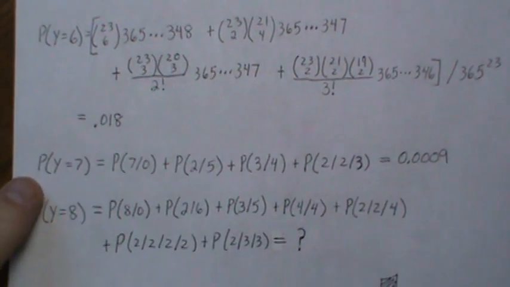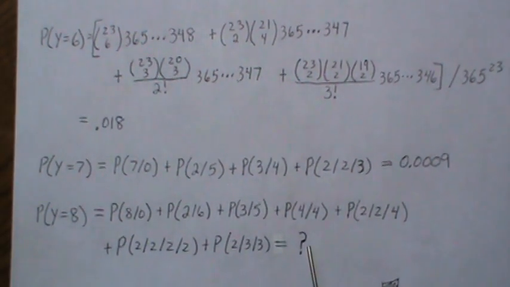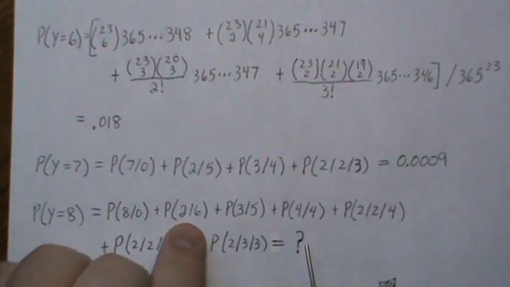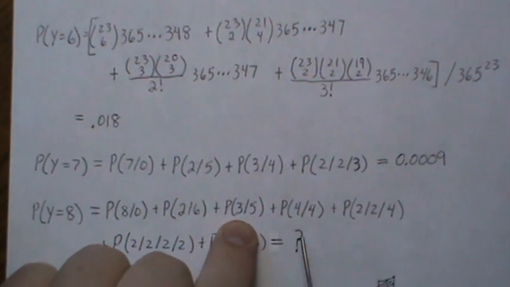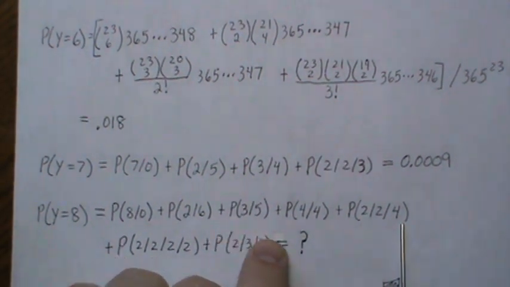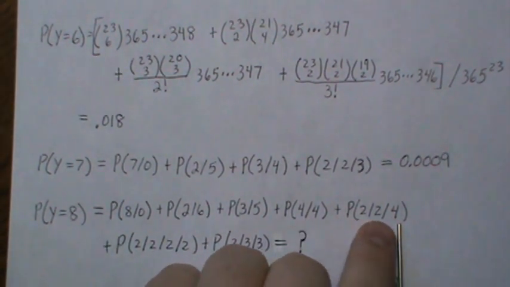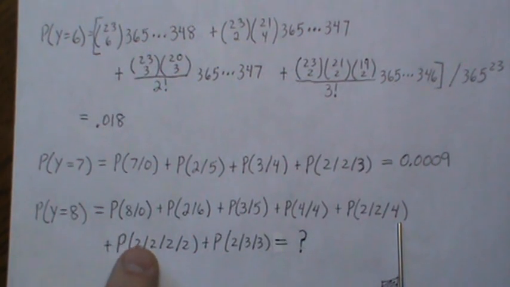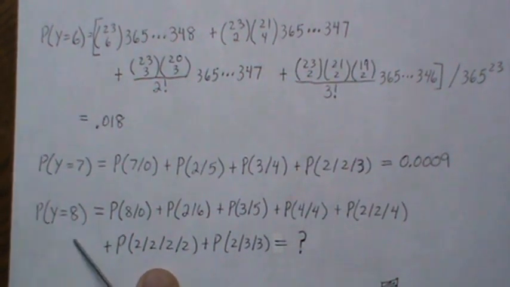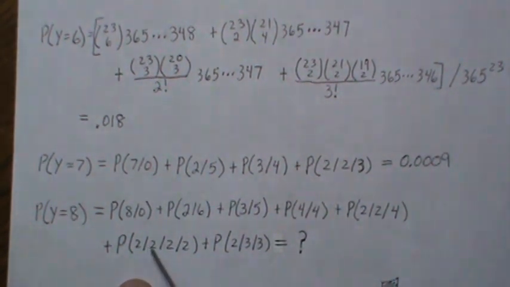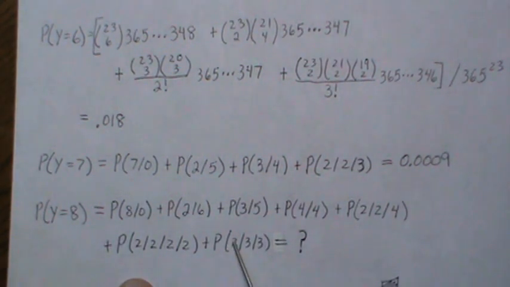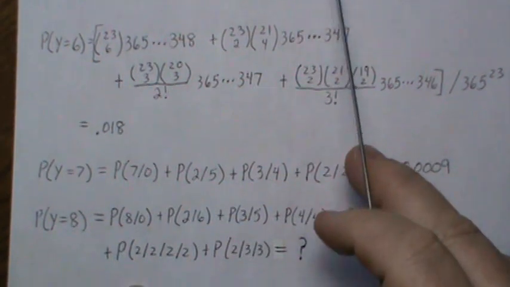Now for 8, I didn't calculate it, but here are the cases: 8 and 0, 2 and 6, 3 and 5, 4 and 4, 2, 2, 2, 2. Now since this is symmetric, you're going to have to divide by 2 factorial. 2, 2, 2, 2, that's 8. But you're going to have to divide by 4 factorial here. 2, 3, 3, divide by 2 factorial, and calculate it.